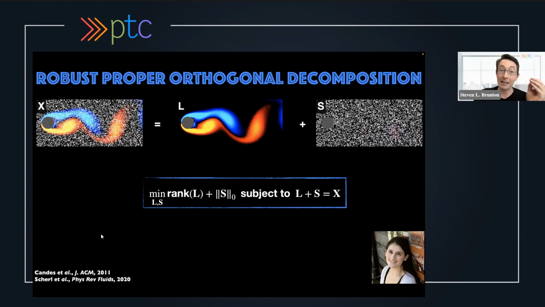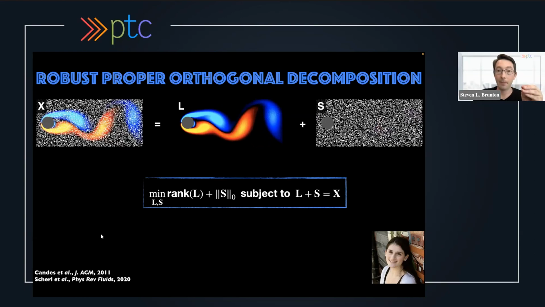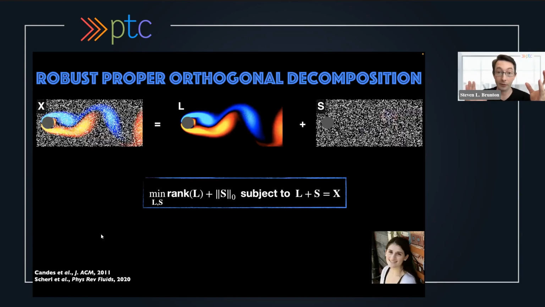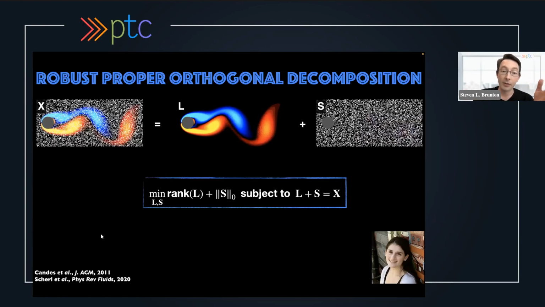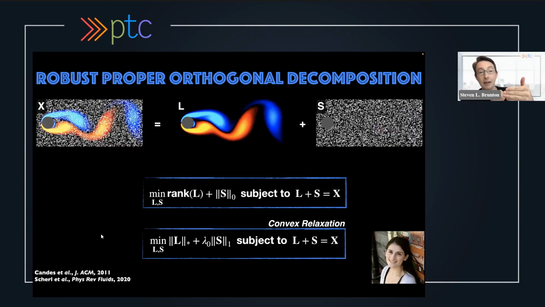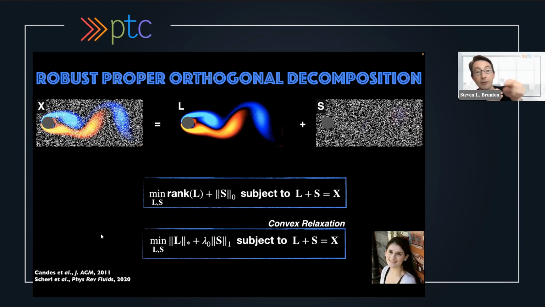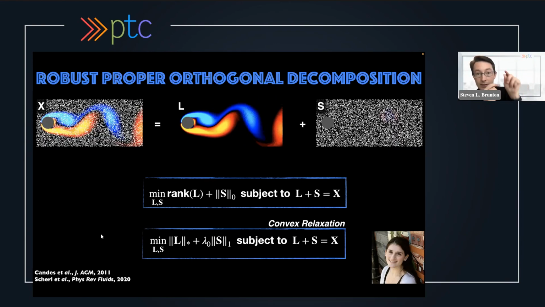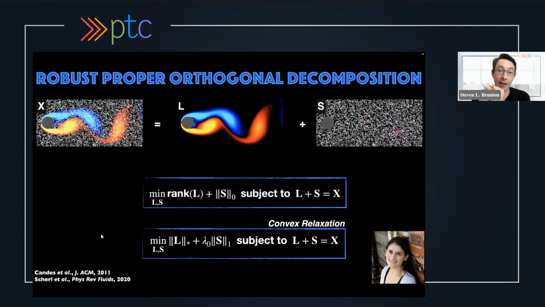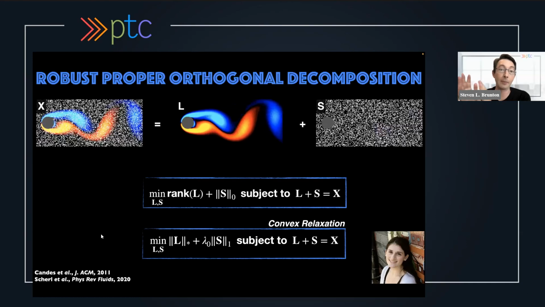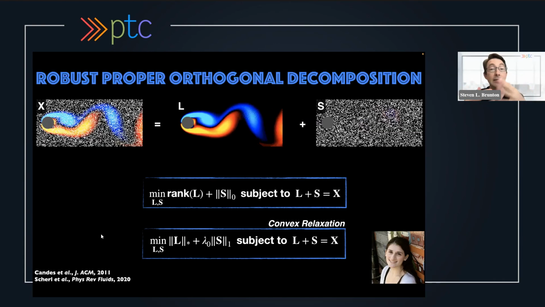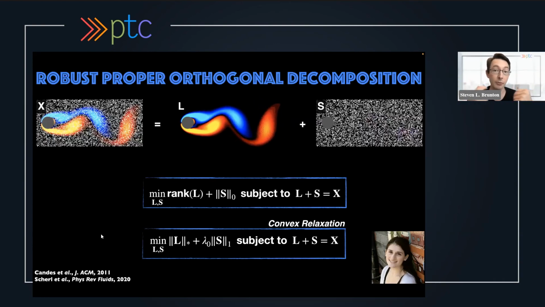It turns out that this is a non-convex optimization problem, meaning that it will not scale with Moore's law, and you can't apply it to big problems like this fluid flow. And so instead, we relax that non-convex optimization problem into this convex relaxation. Instead of the rank of L, we use the nuclear norm, which is the sum of the singular values. And instead of the zero norm, literally counting the non-zero entries of S, we use the one norm, the sum of the absolute values of all of the entries. This is a convex optimization, and this does scale with Moore's law to much, much larger problems.